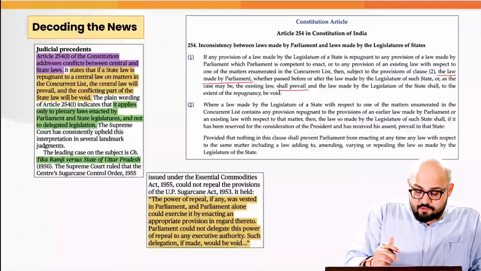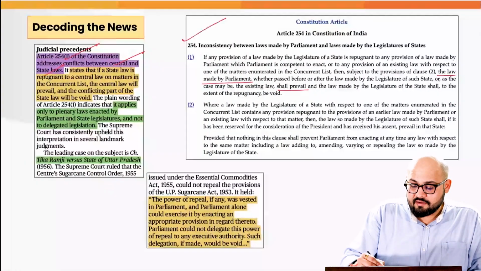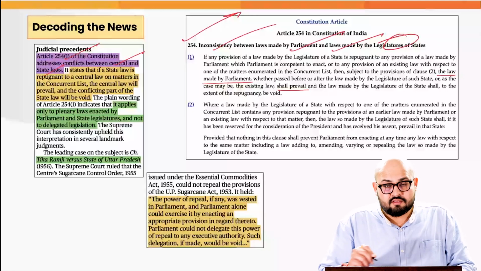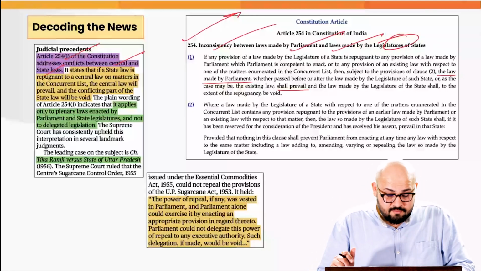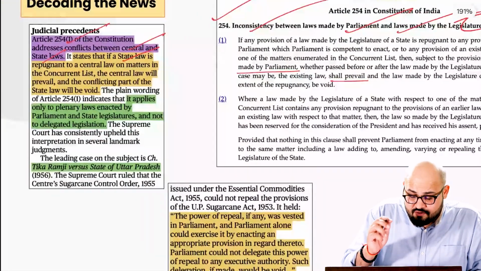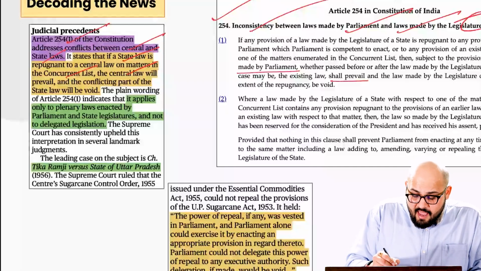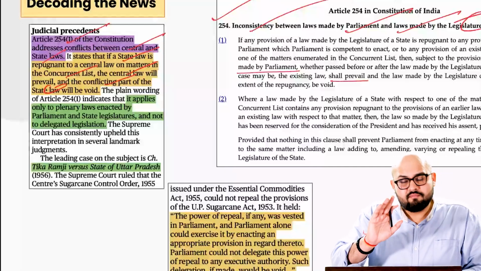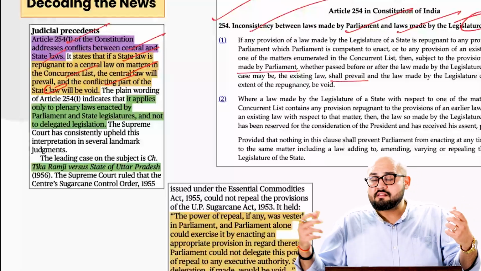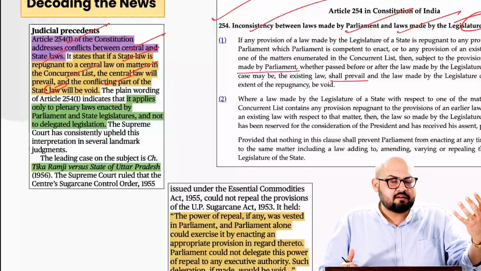Now, we have Article 254 of the Constitution, which addresses the conflict between the central and the state laws. So we can have a reading which talks about the inconsistency between the laws made by the parliament and laws made by the legislature of the state for a subject mentioned in the concurrent list. It states that if a state law is repugnant to a central law on matters of the concurrent list, the central law will prevail and the conflicting part of the state law will be void. We understand that if you have a central law talking about a concurrent subject and the same subject is being talked about by a state law, but there's a conflict, the central law would prevail.